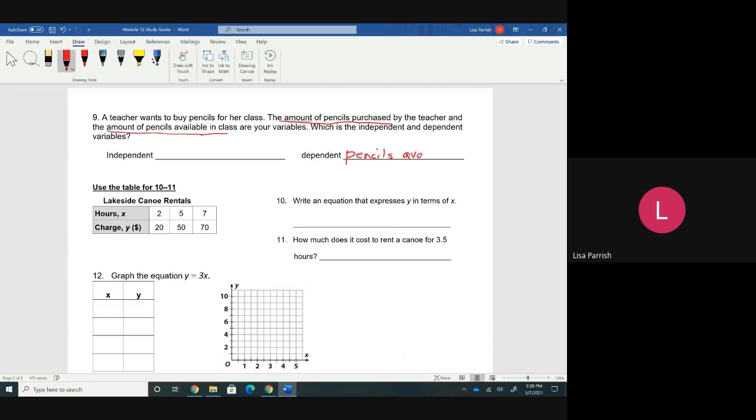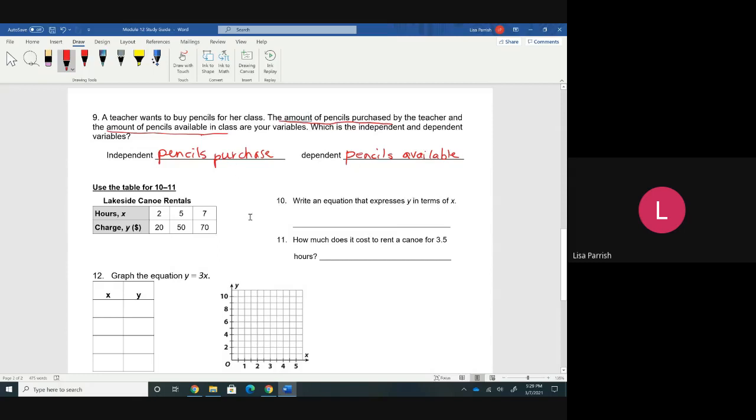Pencils available. I'm literally writing straight up and down. The pencils available in class are dependent on the pencils that the teacher has purchased. Okay, just think the more pencils your teacher purchases, the more pencils you have available to use in class. Okay, so that one's a little tricky. You have to kind of think about it in a different way. But the amount of pencils available in class depend on how many your teacher has purchased.